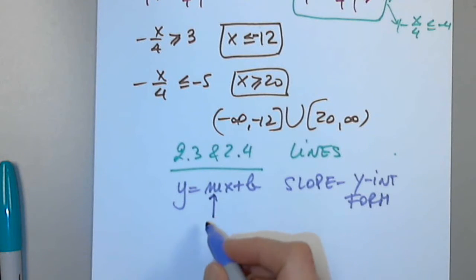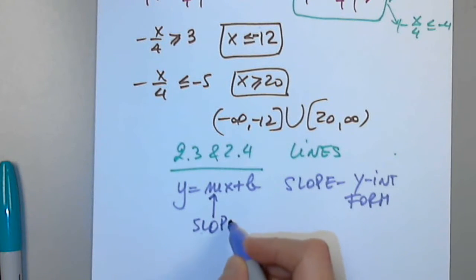And we know that m is the notation for the slope. What does the slope mean? It's the steepness of the line. This line is steep. This line is not as steep. And it has a positive slope, right? This line is very steep, a negative slope. This one is less steep. Easier to walk on, right?